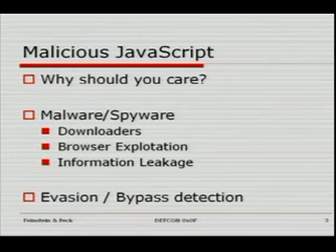A lot of malware and spyware downloaders use JavaScript to get malicious code onto your system and execute it. As we've seen with some interesting talks this week, browser exploitation is a major topic. Basically, dynamic scripting in the browser can be used as an attack point into your internal network or on your LAN.